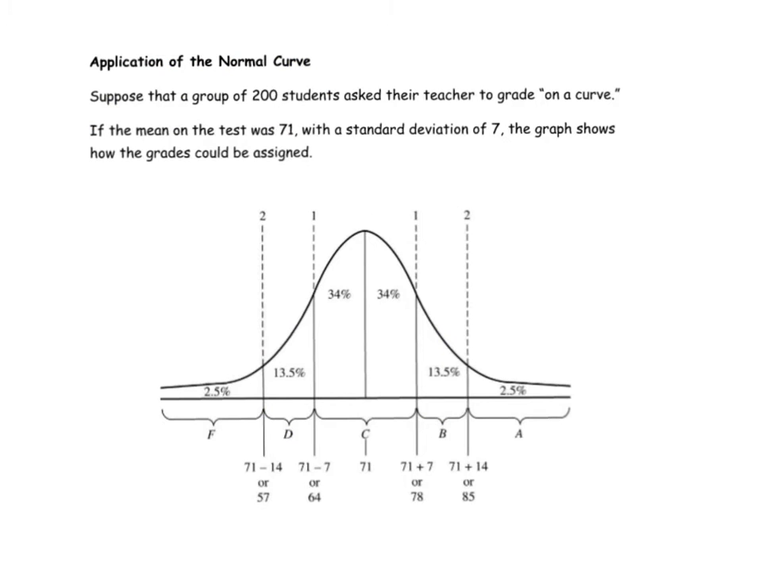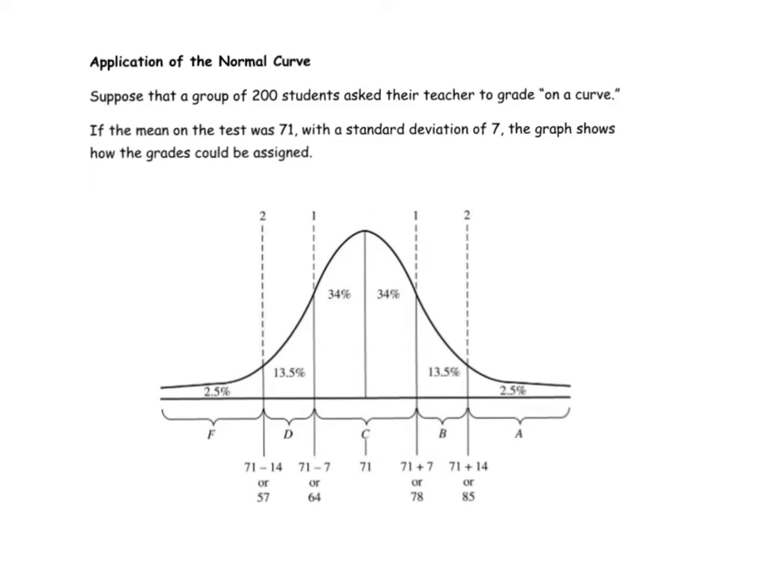Let's look at this example. Suppose that a group of 200 students is asked by their teacher to grade on a curve. If the mean on the test is 71 and the standard deviation is 7, the graph shows how the grades could be assigned. So our mean being 71 is going to go right here. A standard deviation of 7 means we're going to add 7 to 71 to get one standard deviation above, and we're going to subtract 7 from 71 to get one standard deviation below. So in other words, from 64, one standard deviation below the mean, to 78, one standard deviation above the mean, 68% of our data will lie.